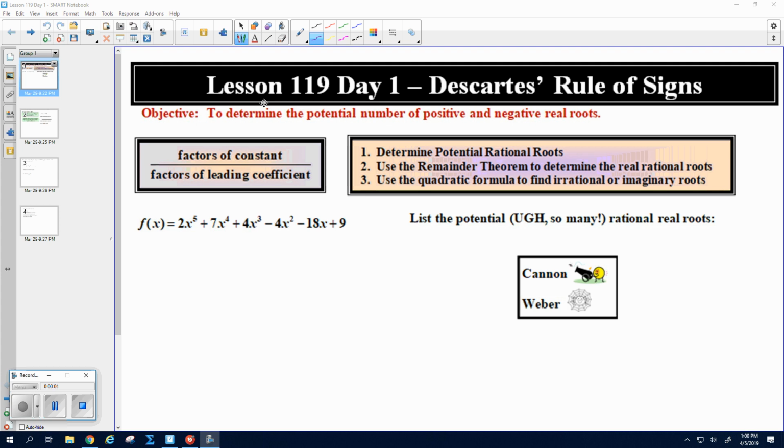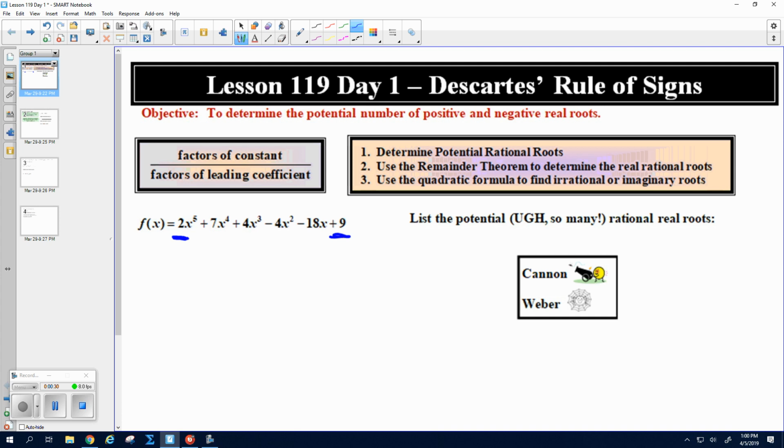All right, so Descartes' rule of signs helps us limit the number of possible solutions. You know how we find all the possible roots, solutions, zeros, x-intercepts. This will help us limit that a little bit. So first of all, if I were to find all of these potential roots, we would do all of the factors of 9 divided by all of the factors of 2.